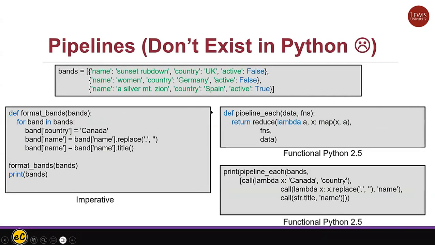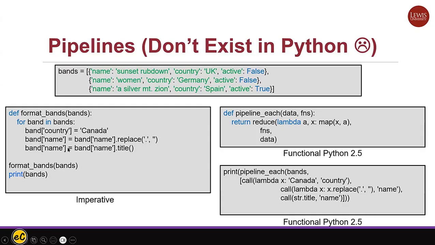And then the next one is called pipeline. Pipeline is not in Python. Pipeline is almost like a composition of functions. The left-hand side is imperative programming. You have a for loop, and the for loop is inside the format band. So you have a band, and then band in band. For each band in band, you have assigned a function value to it. So this one is a format band. You apply a format band to the bands and you print it.